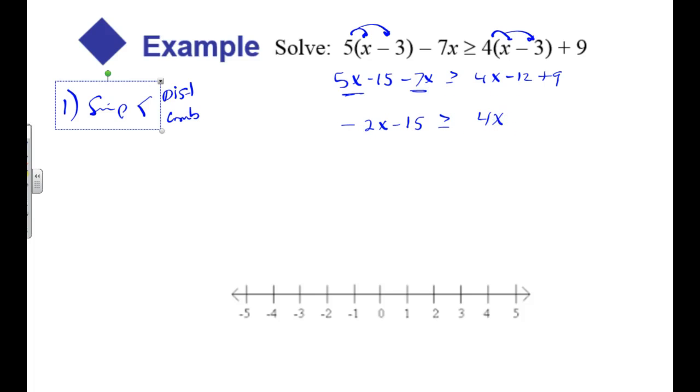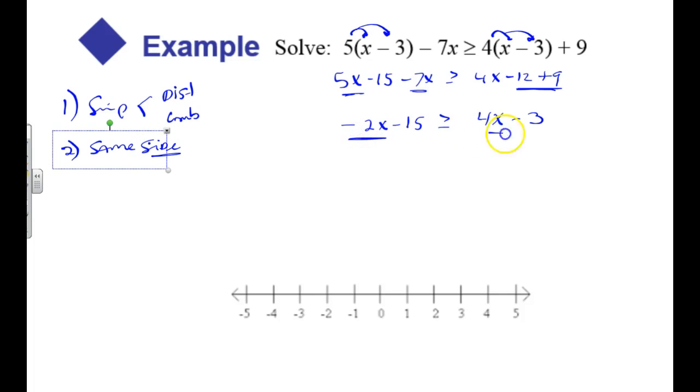And negative 12 plus 9 is negative 3. Again, signs are different. Subtract, keep the sign of the larger. Step number 2 was to get all the variables on the same side, and the hint is get rid of the smaller. So which is smaller, negative 2x or 4x? Negative 2x is further to the left, so I'll add 2x to both sides.